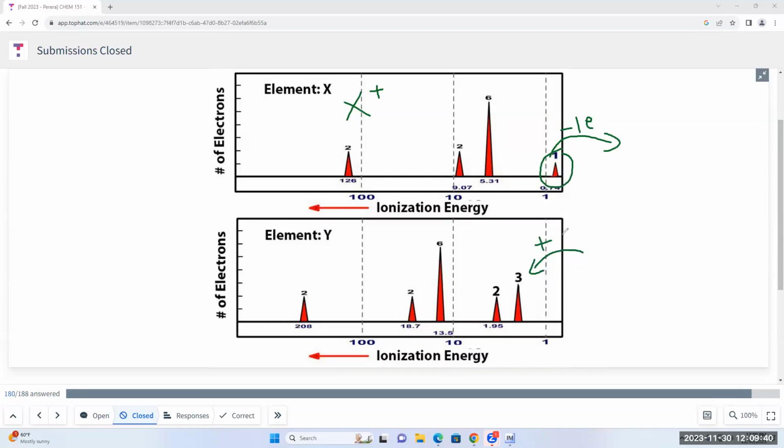So you're gaining 3 electrons. If it gains 3 negative charges, it's going to form a Y3- ion. Therefore, to neutralize one Y3- ion, you're going to need 3 X+ ions. Therefore, the chemical formula is X3Y.